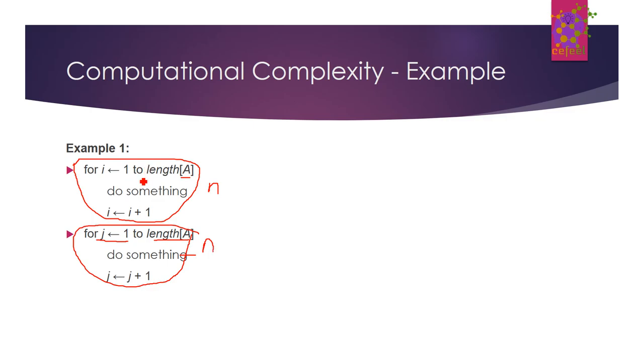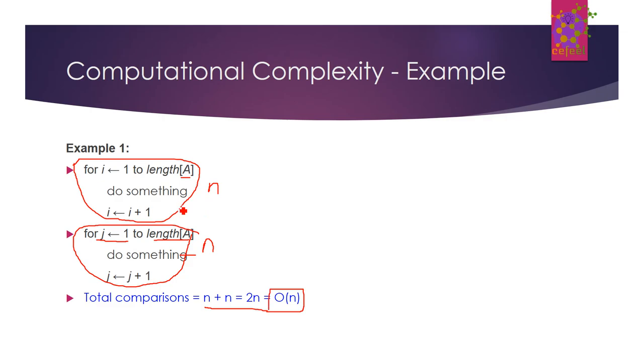So when we say do something, it means we are doing some sort of comparison or some sort of operation in terms of calculating the computational complexity. So let's see how many comparisons, or what is the total complexity. The first for loop is run n times, the second one is n times, so in total we will have n plus n, which is 2n, and in fact 2n is nothing but just order of n, which means it's linear in n.